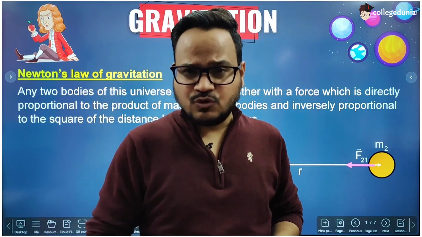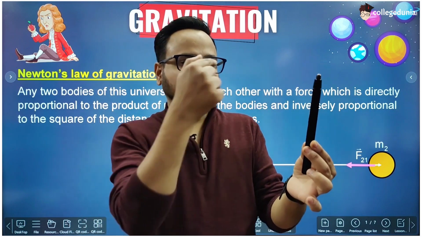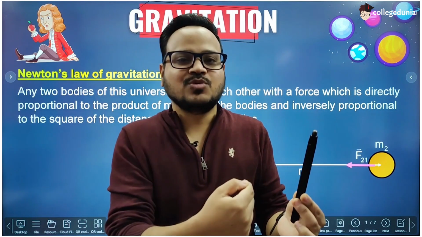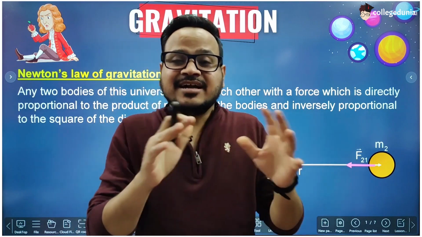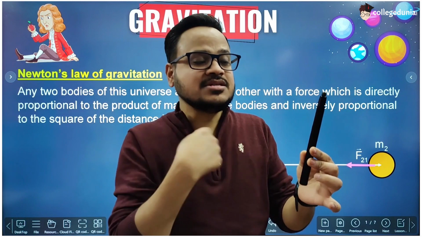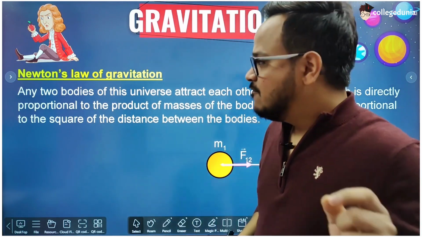Gravitation is a very weak force, so you cannot see the attraction. Like this stylus is attracting me and I am attracting this stylus, but we are not going towards each other, right? That doesn't mean that force does not exist between these two bodies, but this force is very weak.